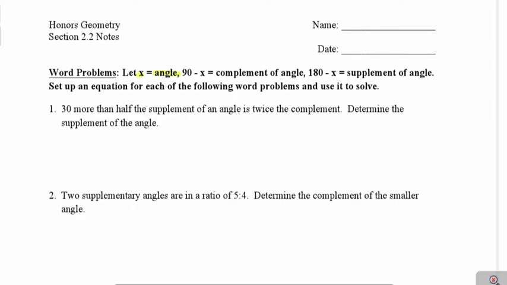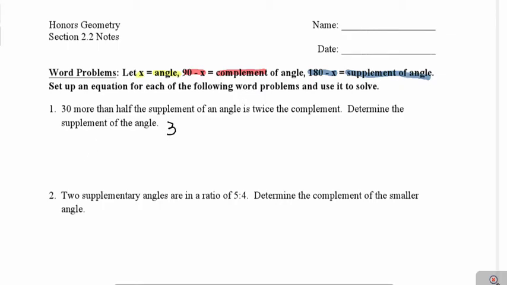Then, if it says anything about finding the complement of an angle, we are going to use 90 minus x to represent that, because by definition of complementary, we know that the two angles must add to 90. So to find the complement of an angle, we would take 90 and then subtract whatever x is from it. Finally, we are going to use 180 minus x to represent the supplement of an angle, since we know that 180 minus x would give us the supplement of whatever angle x is.